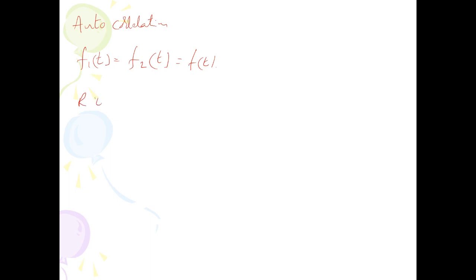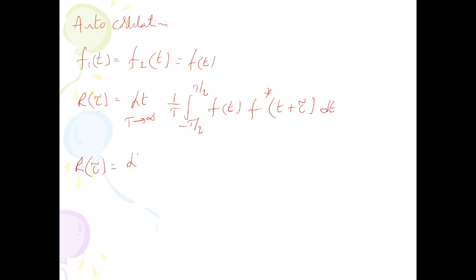So R of tau is equal to limit T tends to infinity 1 by T integral from minus T by 2 to plus T by 2 of f of t times f star of t plus tau dt. Similarly, the same effect can be obtained by shifting the other way: limit T tends to infinity 1 by T integral minus T by 2 to plus T by 2 of f of t minus tau into f star of t dt.